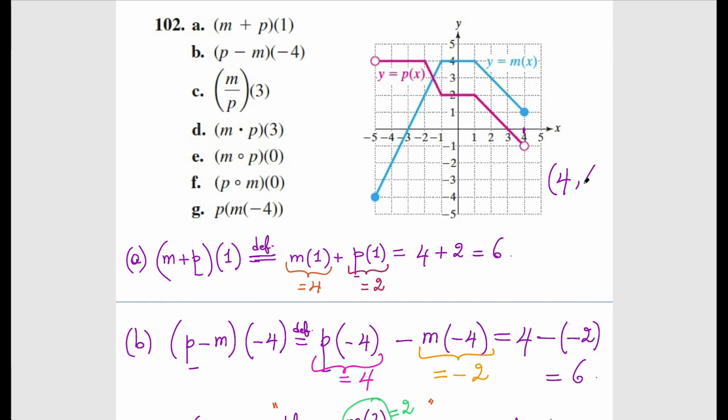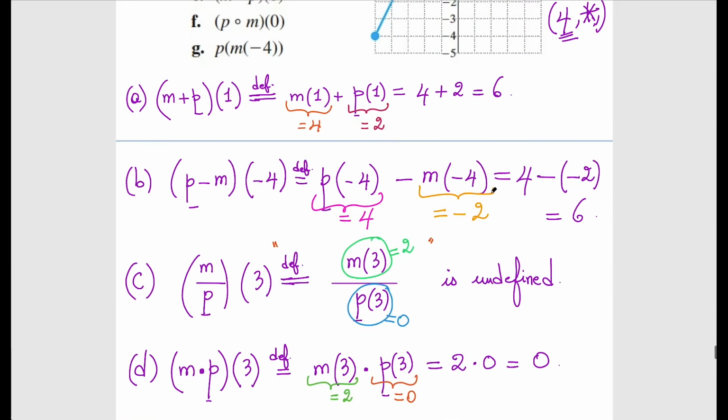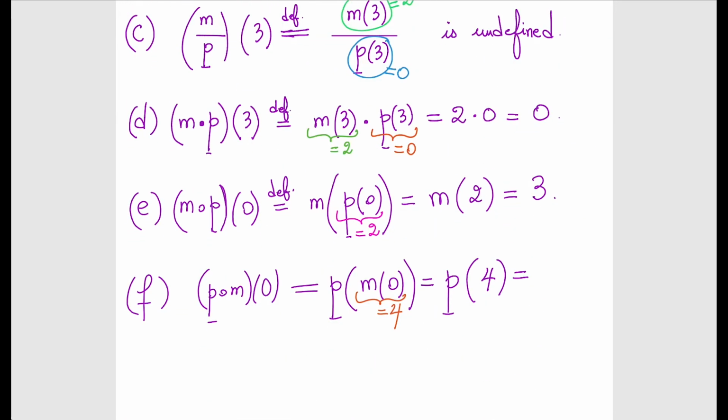So as such a point is not defined on the graph of p, and therefore for input 4 the function p doesn't produce any output, meaning 4 is not part of the domain of the function p. Okay, alright, so this is an undefined entity, so p of 4 is undefined.